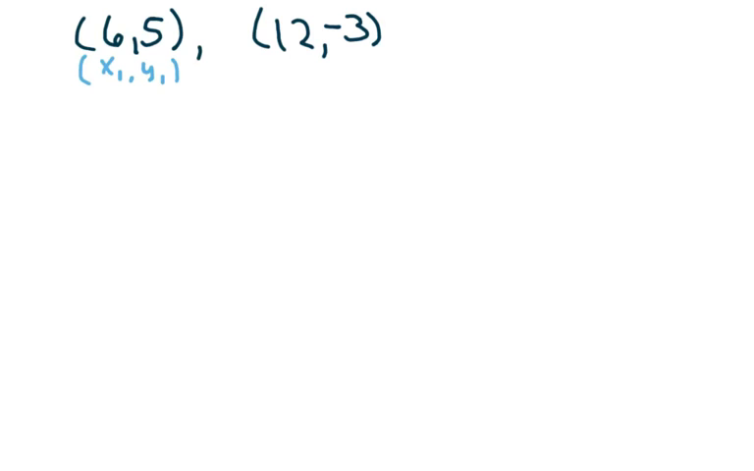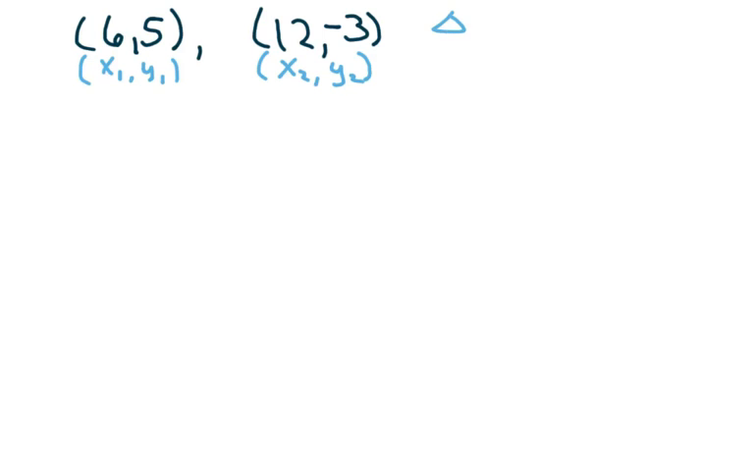We have 6, 5, and then we have 12, negative 3. Let me find my slope first. So I'm going to call this x sub 1, y sub 1. I like to label because I don't want to get confused.